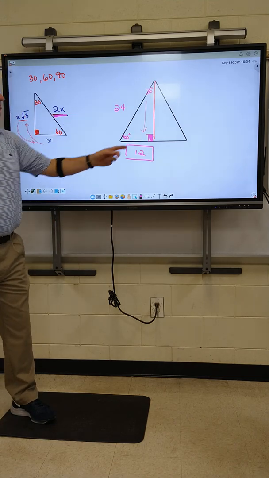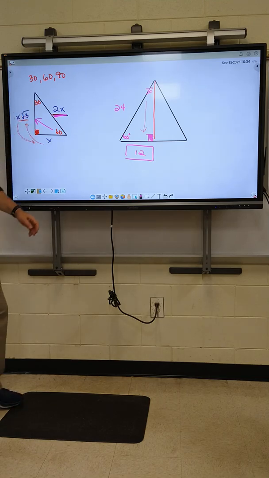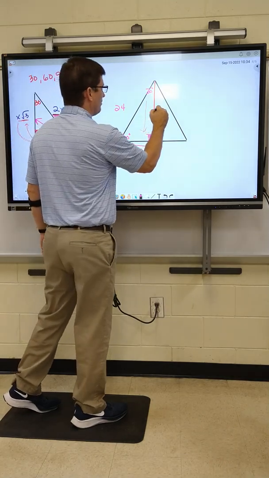All right, so what's the altitude going to be? Well, look, your 60-degree side, see, it's turned the other way. Yeah, it's turned around, right? It says x root 3, so I take 12 root 3.